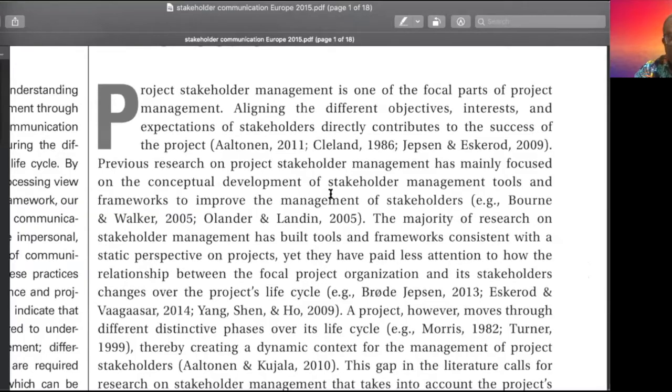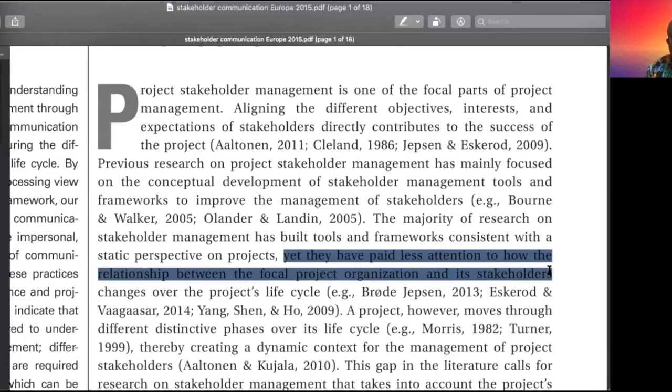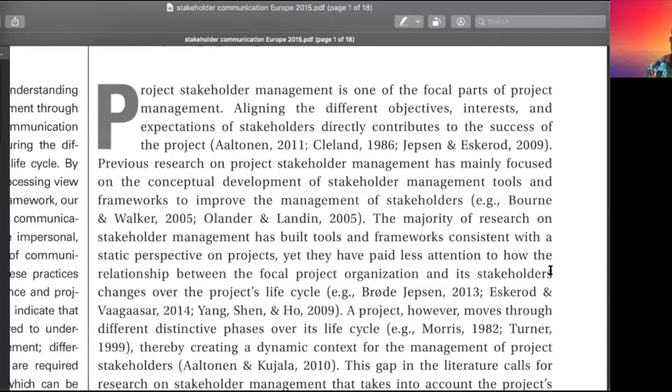So look at it. The majority of research on stakeholder management has built tools and frameworks consistent with a static perspective of projects, yet has paid less attention to how the relation between the focal project organization and its stakeholders changes over the project life cycle. Now, what he's trying to point out is that there is a gap in the literature. If you look at it very carefully, you are reading the introduction of somebody's work and he has emphasized the gap that is in the literature.